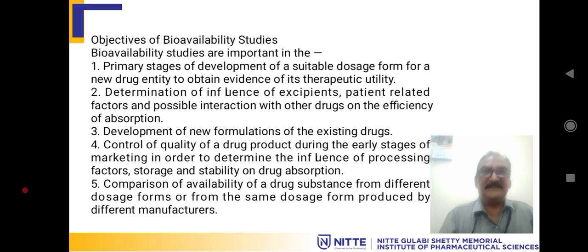Objectives of the bioavailability studies: bioavailability studies are important, first, in the primary stages of the development of a suitable dosage form for a new drug entity to obtain evidence of its therapeutic utility. Second, the determination of the influence of the excipients, the patient-related factors, and possible interaction with other drugs on the efficiency of absorption.